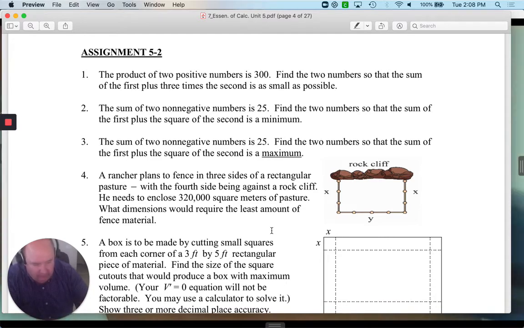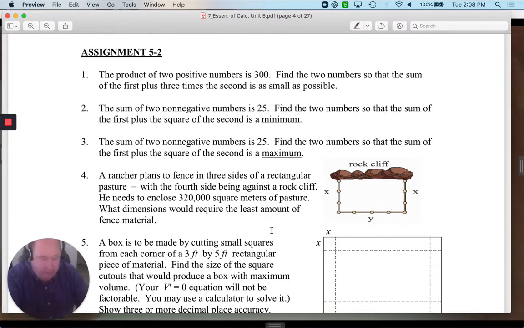So we have, and I'm just going to label it, x is the first number, and y is the second number. And what we know is the product. So x times y equals 300. And that's going to be a secondary equation because we know that. What I'm looking for is what I don't know.